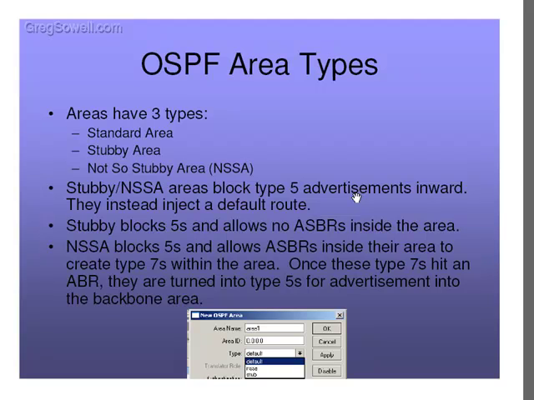Stubby blocks 5s and allows no ASBRs inside that area, because no type 5s can be created, because every ASBR, when it injects a route, creates a type 5, which means that can't happen in a stubby. And the stubby designation has to be set on every router that's in that area. NSSA, not so stubby area, blocks 5s inward, but within that area it allows type 7s to be created. So an ASBR in an NSSA, love all those acronyms, will create type 7s, and whenever they hit the ABR that heads back to the backbone area, it'll translate that 7 into a 5 and kick it out so those other guys know how to get to those externals.